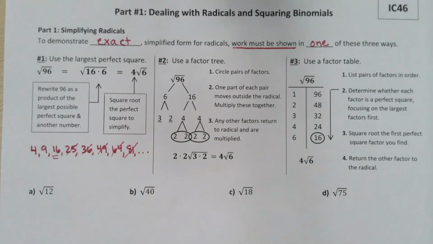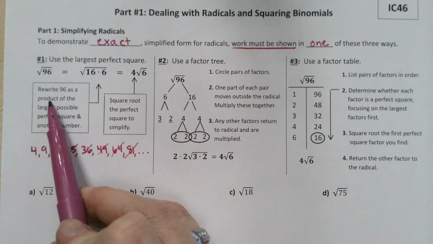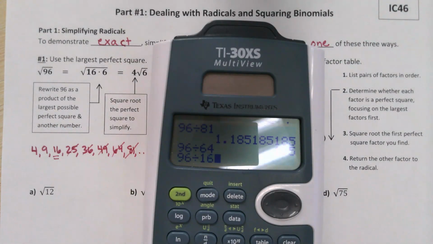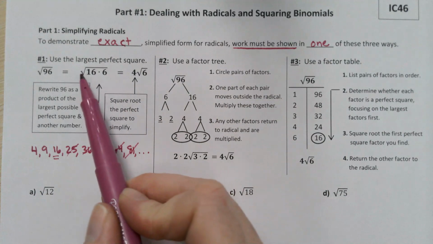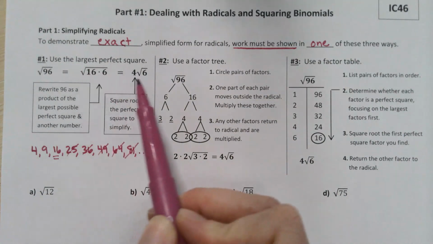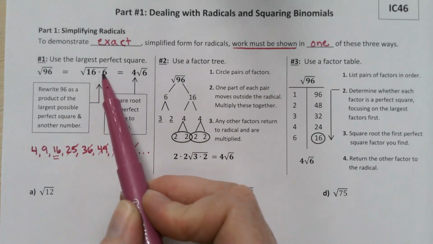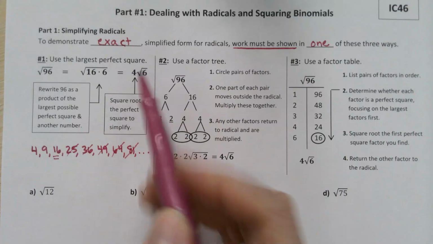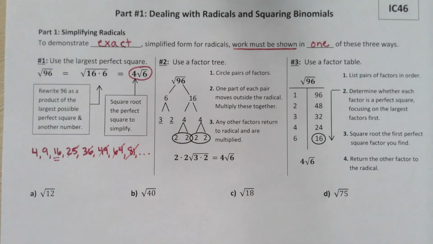In this case, it's going to be 16. So we rewrite 96 as a product, as a multiplication problem. When you do your division and you recognize that 16 works, it tells you what the rest of that product is. So it's going to be 16 times 6. The square root of 16 is 4 because it's a perfect square. The square root of 6 is not an exact value, so we leave it as root 6. 4 root 6 is the exact simplified form of root 96.